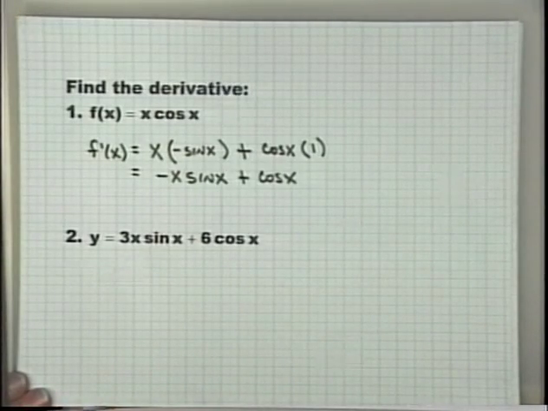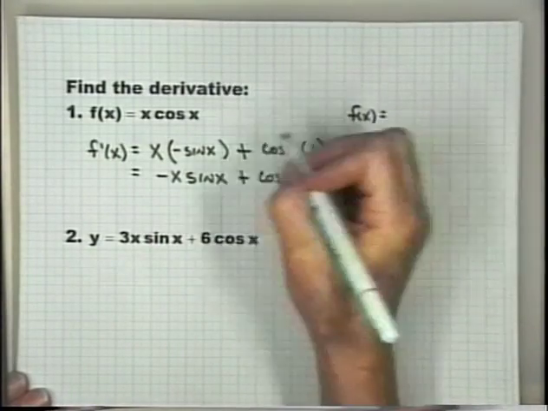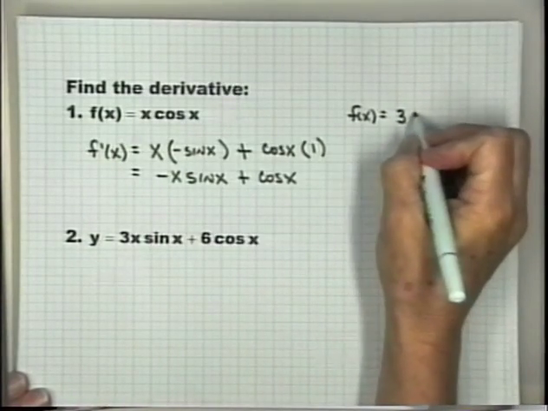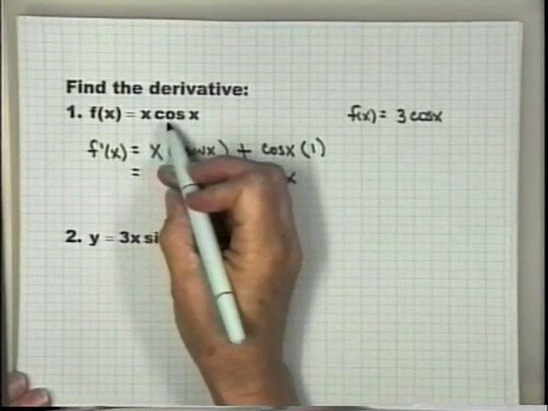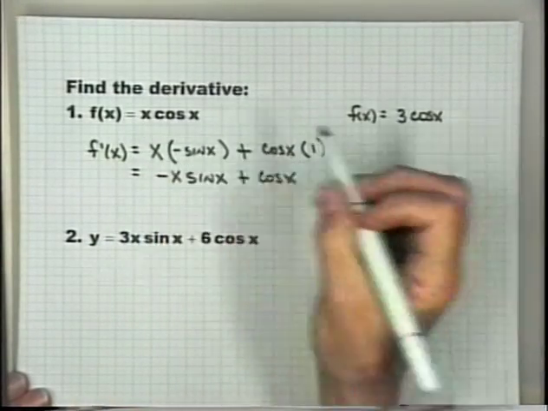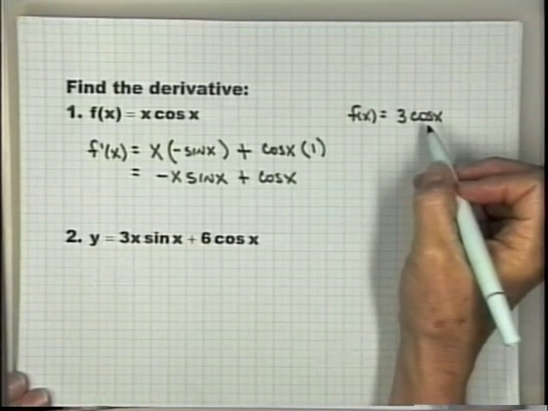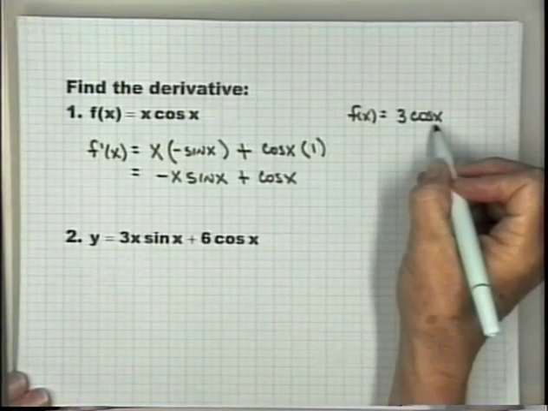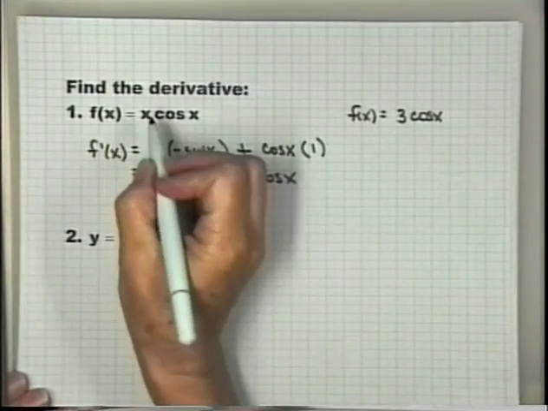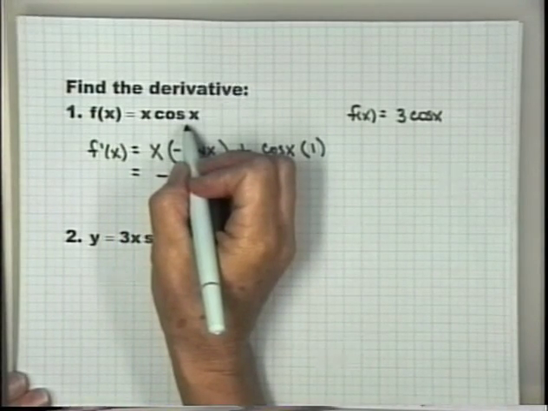Now I want to caution you here to be very careful to notice the difference between this problem that we just did and one that looks like this. I'm doing a times here, x times cosine x. I'm also doing a times here, 3 times cosine x, but what's the difference? Here I have a constant times the function, whereas here I have a function times a function. Do you see the difference?